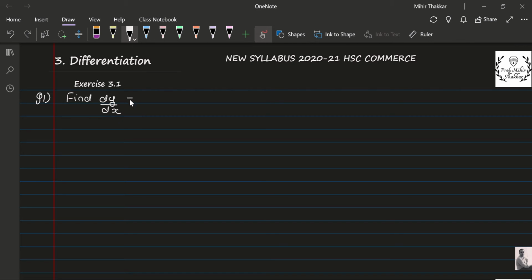As I told you in our last lectures, in all the questions of this particular chapter, we will be seeing two types of questions. Either they will tell you find dy by dx, or they will tell you differentiate with respect to x. Either one of them, you have to do the same thing. You have to find the derivative. You have to find the value of dy by dx.